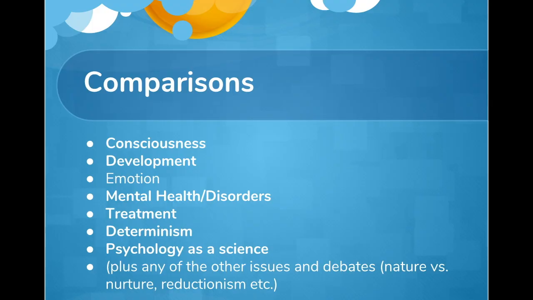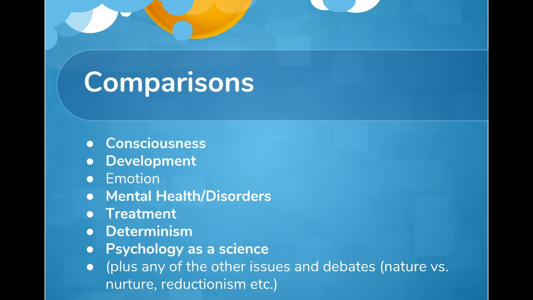So consciousness: each different approach takes a different view of consciousness. Development, and what I mean here is child development and human development. How do we develop from birth right up to older life? Each approach will take a different view of that. Emotion, the different approaches take a different view of emotion as well. Mental health disorders, certainly that's one of the big things. If you view psychology, human behaviour and thinking in a different way, you're going to have a different way of explaining how mental health or atypical behaviour happens.